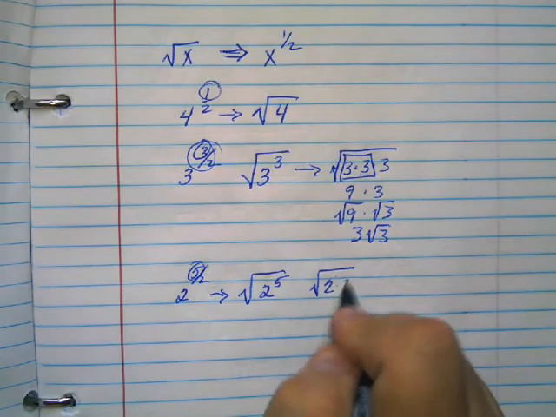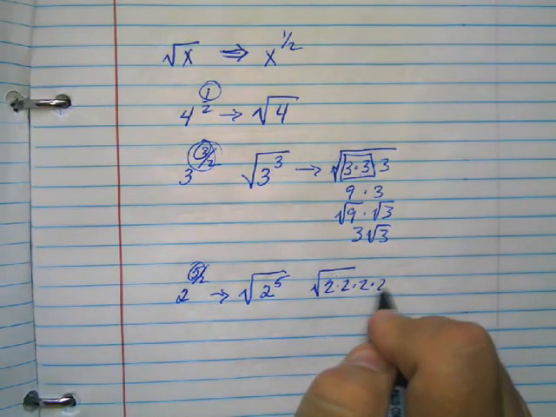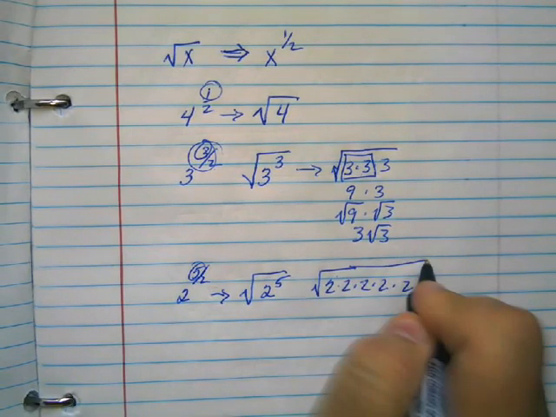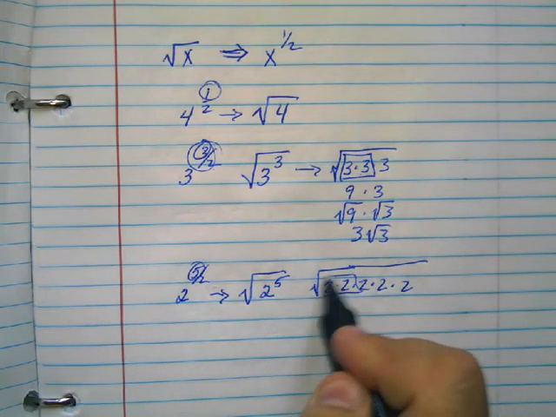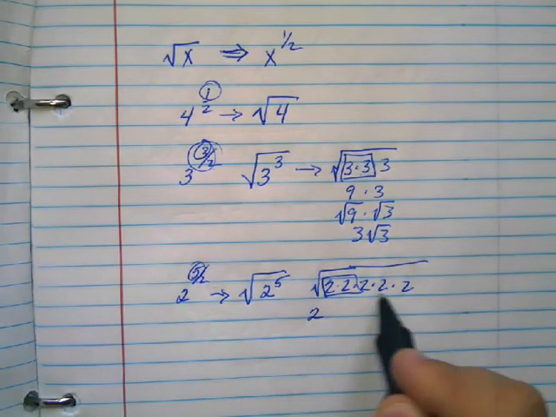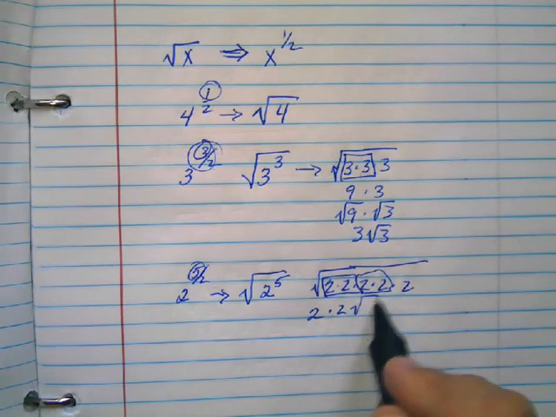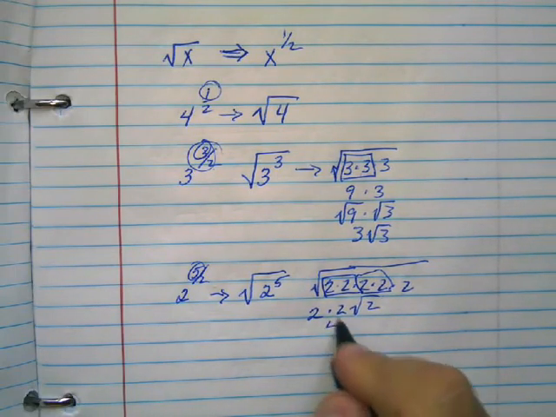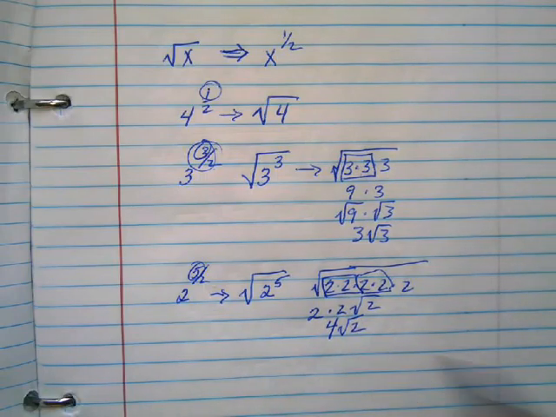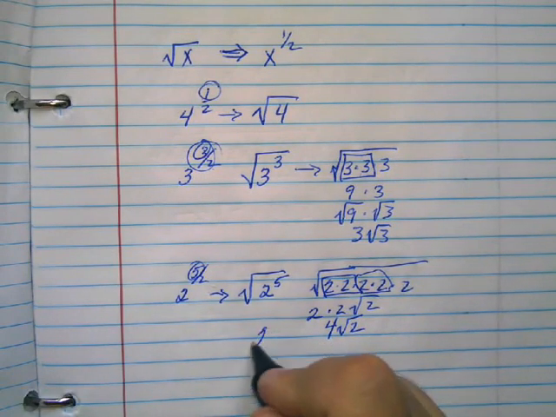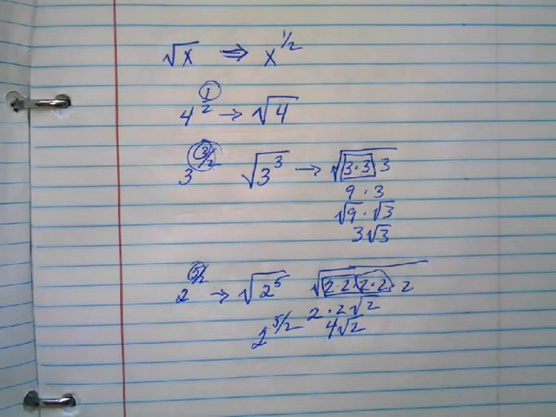It's 2 times 2 times 2 times 2 times 2, 5 2s. Here's a pair of 2s, they'll come out as 2. A pair of 2s, they'll come out as 2. And square root of 2 is left inside. So you have 4 square roots of 2. And that's the same as 2 to the 5/2 power.